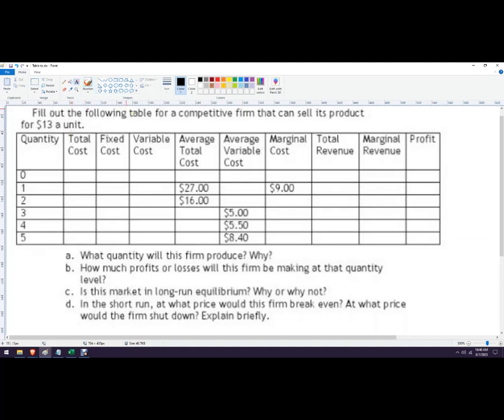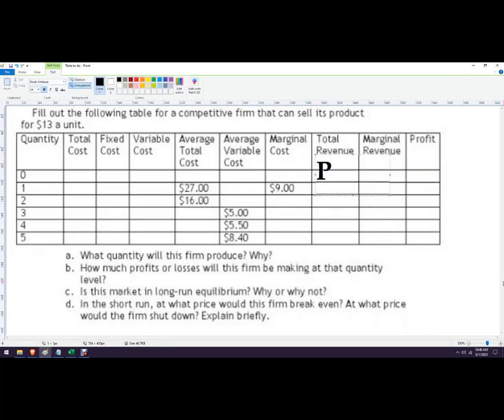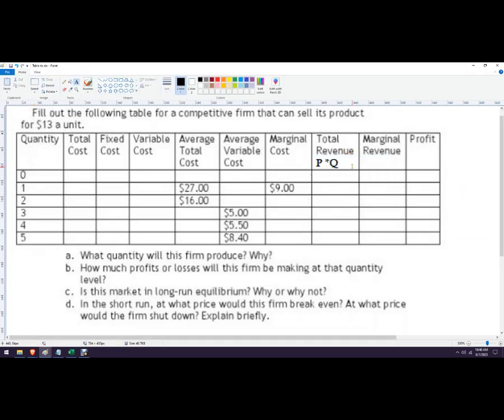So just to fill in a couple of formulas here, total revenue is going to be price times quantity. That's your total revenue formula. These are good formulas to write down in your notebook somewhere. Keep them in a document somewhere. Price times quantity. Okay.